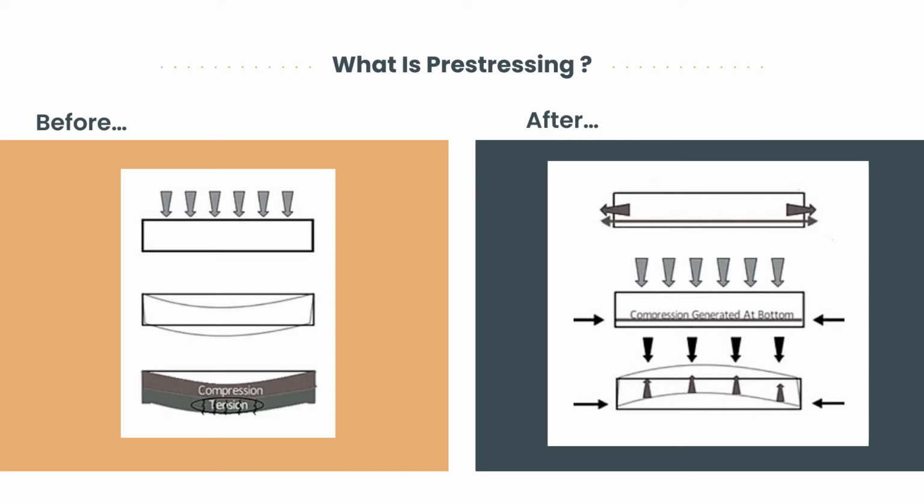In pre-stressing, the tendons are stretched along the axis and concrete is poured. After that, the tendons are released, creating compression at the bottom, which tries to counterbalance the compression due to loading at the top part of the beam.